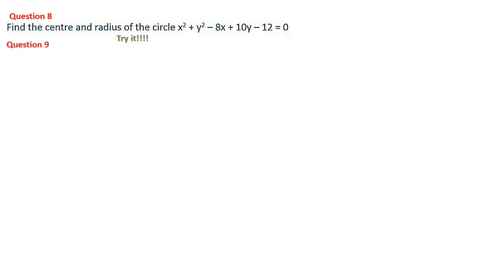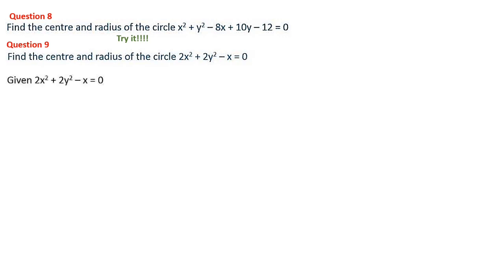Next we shall discuss the 9th question. Find the center and radius of the circle 2x square plus 2y square minus x is equal to 0. Let's write the given equation. But here there is a problem with the equation. You can see here 2x square, it is not a perfect square. In the previous questions, x square, y square and all were perfect squares. But when there is a 2 with x square, it's not a perfect square. Here also the same thing. So first of all, we have to remove these 2.